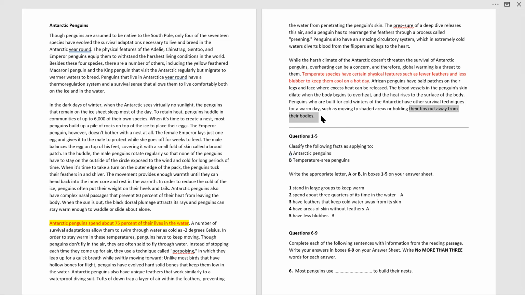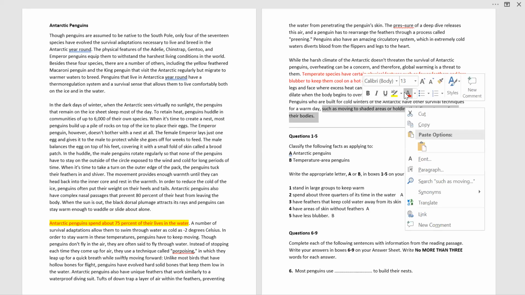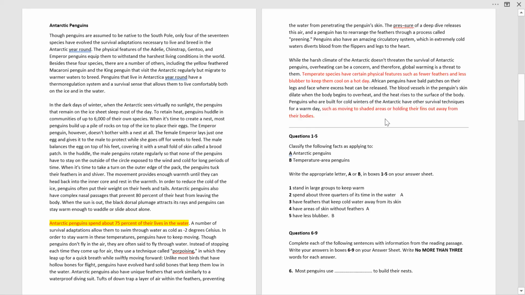So this is one technique which keeps the cold water away from their skin. So here, this is also the feature of B. Right, and stand in a large group to keep warm. This must be somewhere here then.